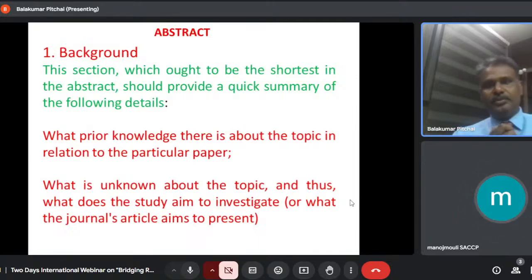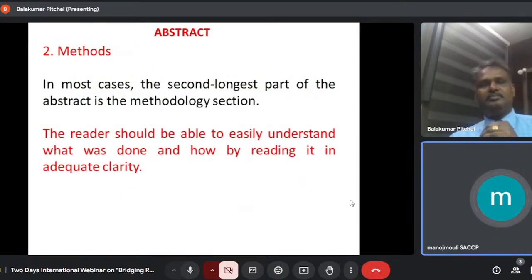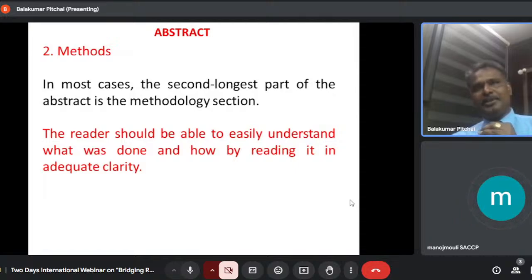So background, you have to write the background, including the research problem and research gap. Therefore, the present study has been designed, the aim. Background should end with the aim. Then method, the second largest part of the abstract. What is the first largest part? Your result. So you have to mention the methodology part here very precisely and shortly.